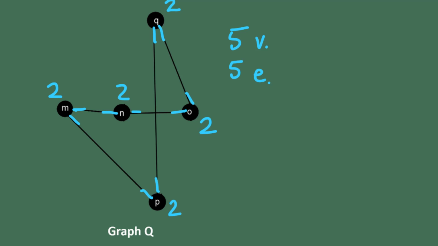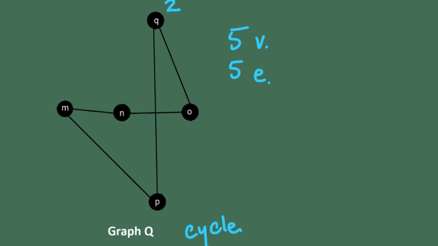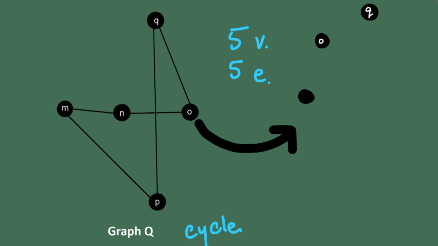As long as it satisfies those 2 characteristics, we know that we do have a cycle. In this case, there's also another way to know that we have a cycle, which is to stretch the graph into a different layout. So I could keep vertex Q at the top, but move vertex O to the side, maybe put vertex N over here, M over here, and P over here.